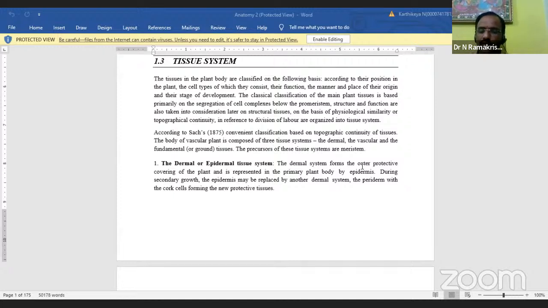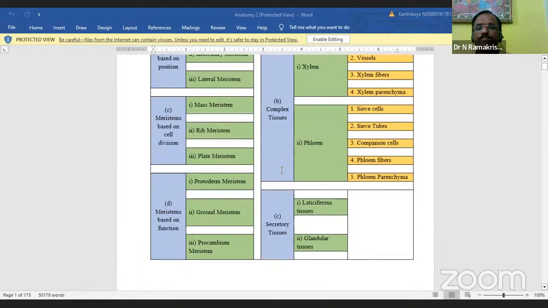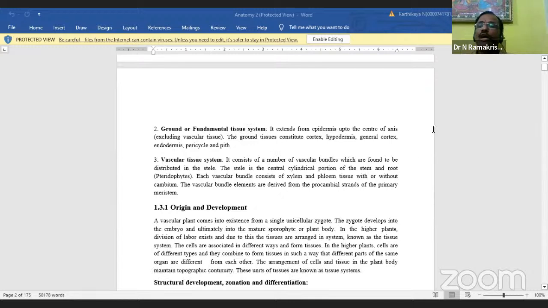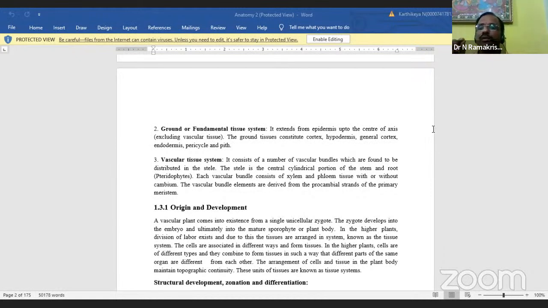Next, we are going to the second tissue system. Please tell me, anybody, what is the second tissue system? Fundamental. Very good. Now you see here, the ground tissue system or fundamental tissue system. Short question: describe the epidermal tissue system. Write down all the points you have completed. Next, the fundamental tissue system. What is the fundamental tissue system?